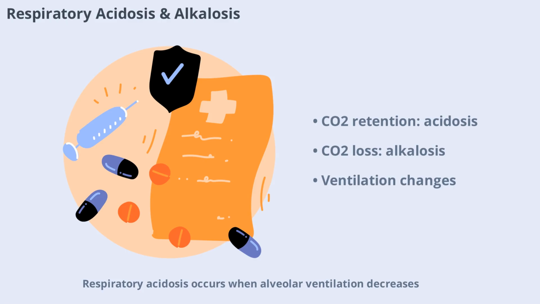Respiratory acidosis occurs when alveolar ventilation decreases, leading to CO2 retention and increased acidity. Common causes include lung diseases, CNS depression, or neuromuscular disorders. In contrast, respiratory alkalosis results from increased ventilation, causing CO2 to be blown off and blood pH to rise. This can be triggered by anxiety, pain, or certain lung conditions. Recognizing these patterns is essential for accurate diagnosis.